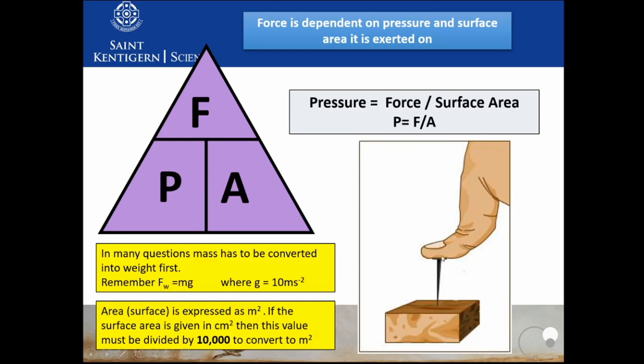The reason why this pin is not hurting him in his finger is because he's got a broad surface area there, where it's a very fine surface area at the bottom. Now remember, if it's expressed in centimeters squared, your area always has to be meters squared. So if it's in centimeters squared, please divide by 10,000. You have to divide by 10,000 to take from centimeter squared to meter squared.